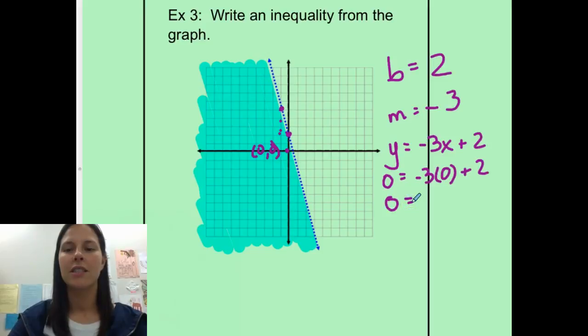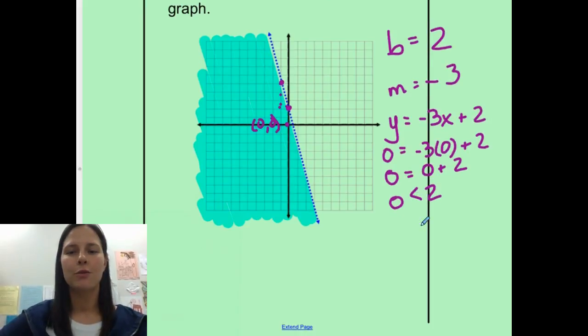-3 times 0 is 0, and 0 plus 2 is 2. So which way should my inequality face to make this statement true? 0 is less than 2, or 0 is greater than 2? Of course, 0 is less than 2 is the true statement, so when I write the inequality for this line, I will have y is less than -3x plus 2.